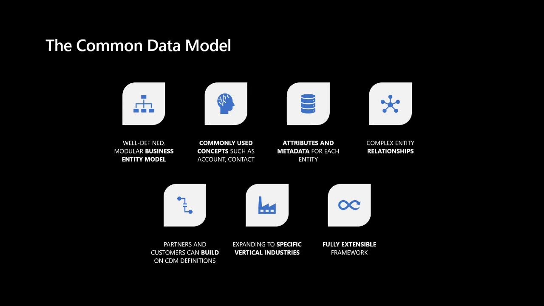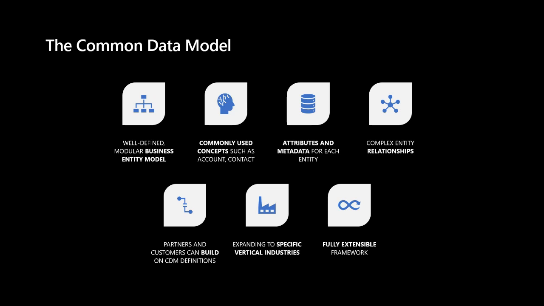So for example, if you have an account that you're tracking, that account probably has a primary contact, right? So there's a relationship between that account and a contact, and that contact probably has different information such as a first name, last name, their address, all of that information. And those are fields within that entity that we've defined that we feel are important out of the box information for most business products to use. So each of those entities has attributes and metadata that's included with them.